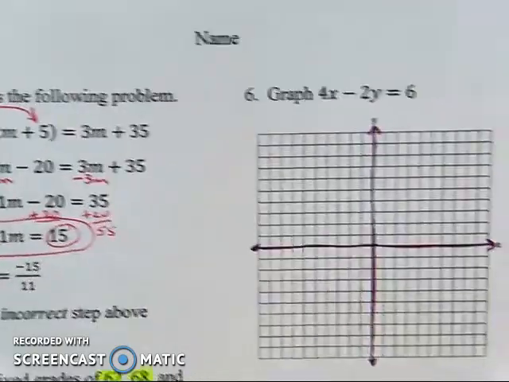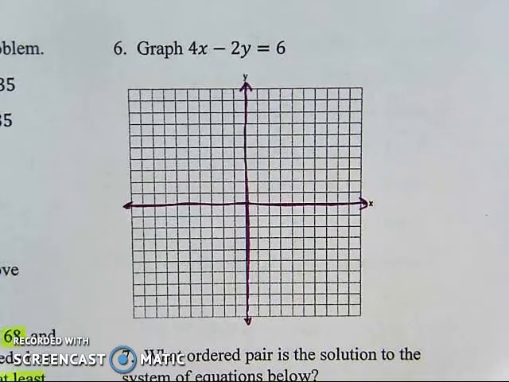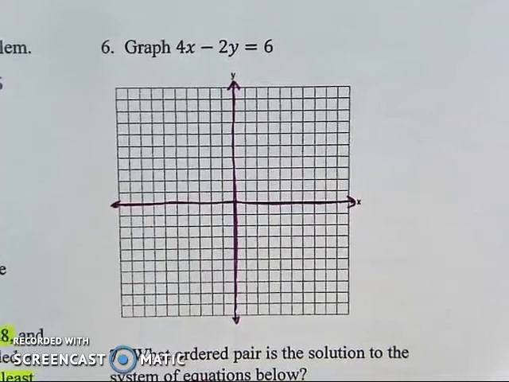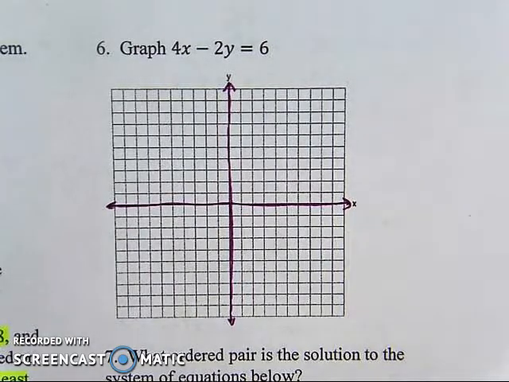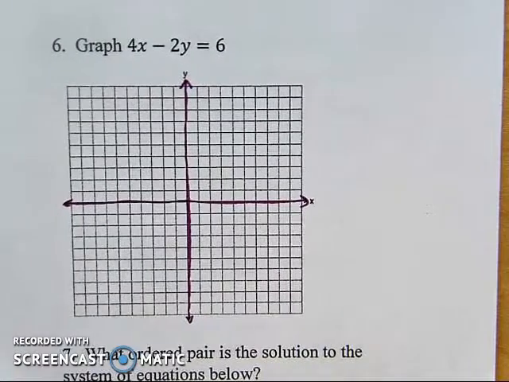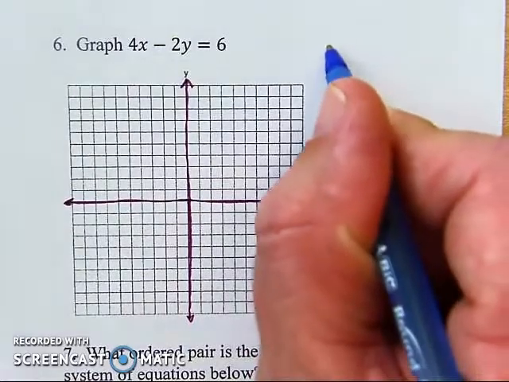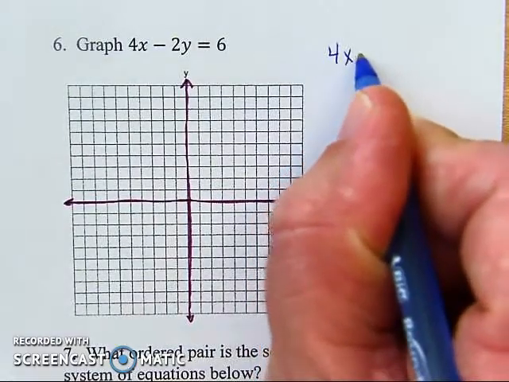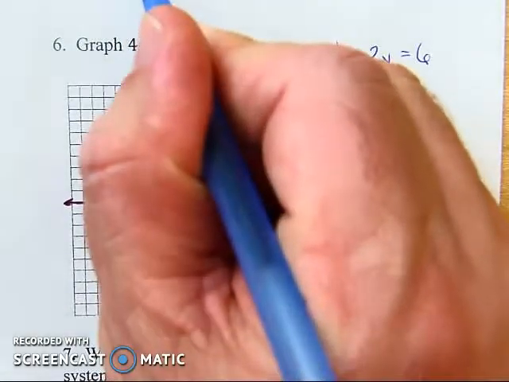So starting at number 6, we're graphing this equation right here: 4x minus 2y is equal to 6. I have darkened my x and y axis here to make things a little bit easier to see. I'll pull that off to the side a little bit. All right, so I'm going to go ahead and write this again over here, is equal to 6, and just kind of note what I'm doing.